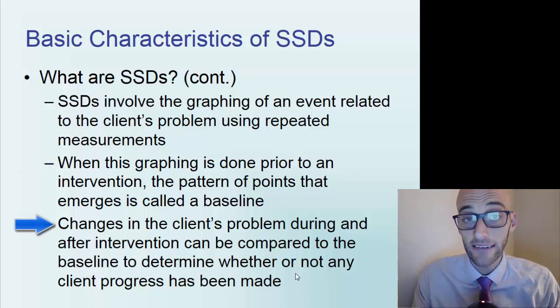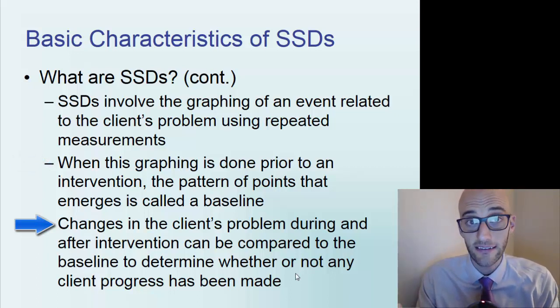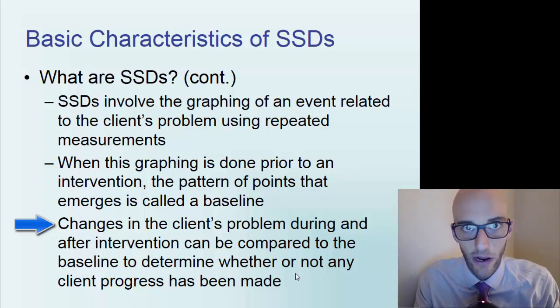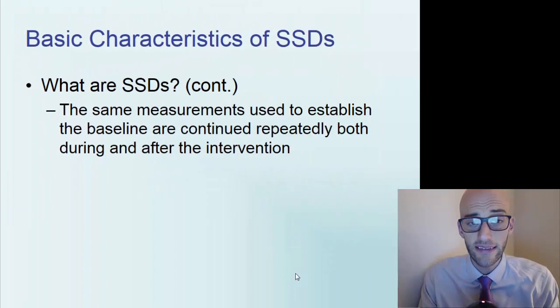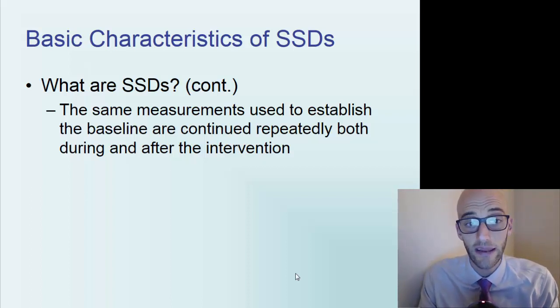Changes in the intervention phase can be compared to the baseline phase, so we can see if there's a statistically significant change, a practical significant change, and an overall picture of what's really been going on. Within single system design, the same measurements used to establish the baseline are continually and repeatedly used after the baseline is complete and onto the intervention. So you're using the same measure to measure the same outcome variable from the beginning to the end of the intervention and even into the maintenance phase.